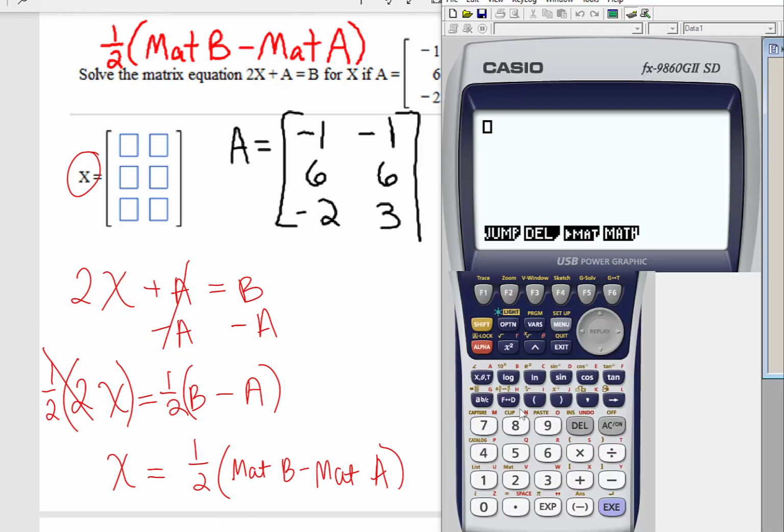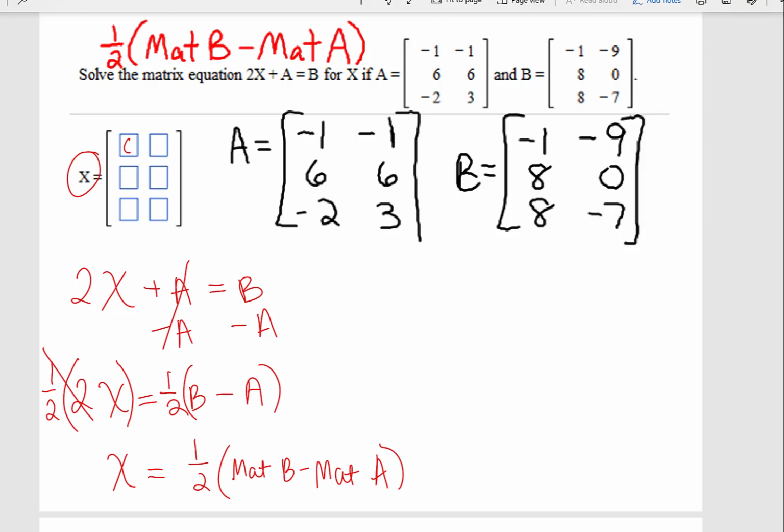Get my calculator out. Do 1/2 times shift 2 to get matrix alpha A. Oops. And be careful, out of habit, I try to enter alpha A first, or matrix A first, but notice that the equation is matrix B. So alpha B. And then minus shift 2 to get matrix again, alpha A. Okay? And we get 0, -4, 1, -3, 5, -5. So we got 0, -4, 1, -3, 5, -5.